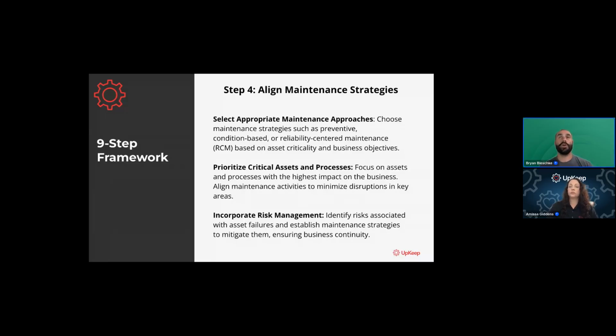Okay. Prioritize critical assets. We talk about that. Yep. Incorporate risk management. Everything we do in maintenance is about risk. Everything. You can say preventive, you can say corrective, you can say reactive, you can say condition-based maintenance, you can say safety, all of it's risk. We're managing risk. Risk is associated with all facets of the business. And we need to be able to identify the risks and how to mitigate them. And then our strategies are going to ensure that business continuity travels forward, which is why it's so important to bring people into the process from steps 1 to 4.